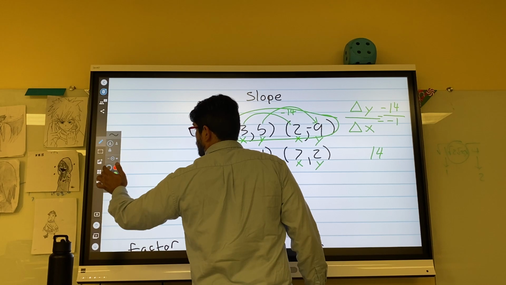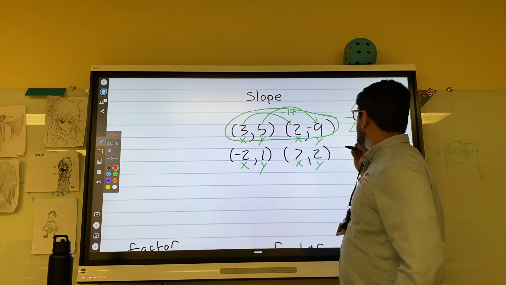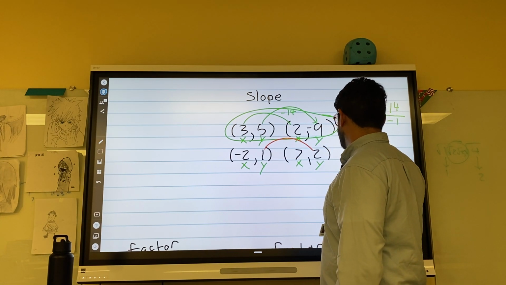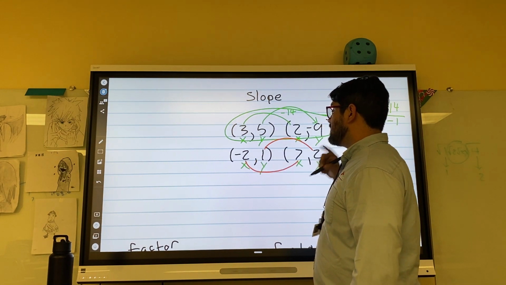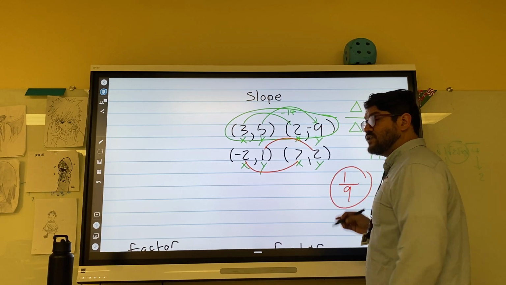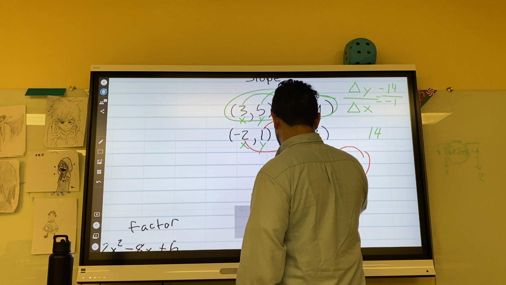Now, do the second one. You can pause it if you want to try it on your own. Okay, the change in y, 1 to 2, that goes up 1. And then negative 2 to 7, that goes up 9. So this slope is 1 over 9, rise over run. Now let's go to the next one.